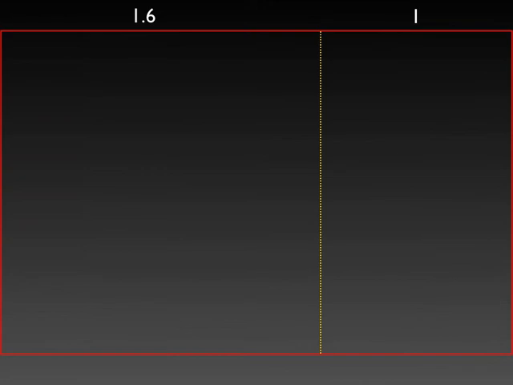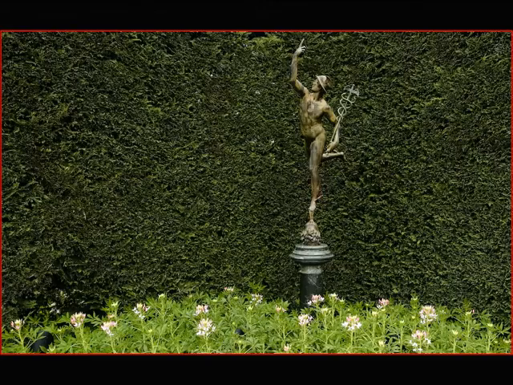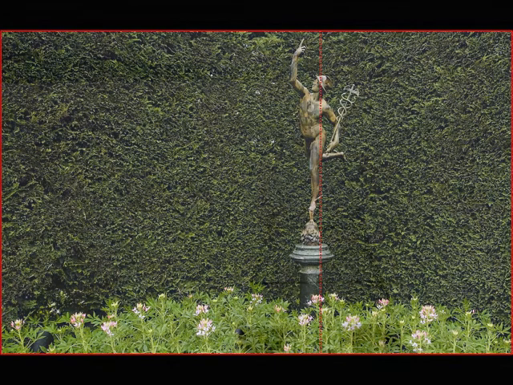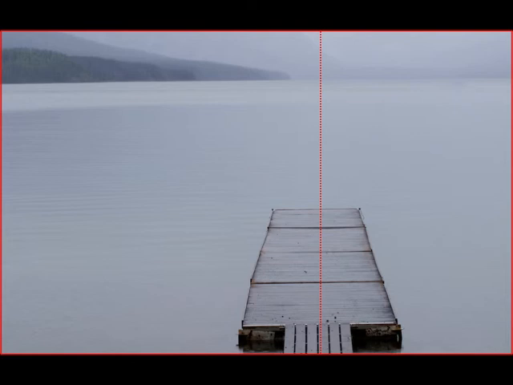Now, the golden mean line is a great place to locate vertical subjects in a horizontal frame, as you can see in this image of the statue, or in this image of the dock. It also works in the other direction as well. Take your 1.6 and draw a horizontal line across the frame, and of course you can do the upper and lower golden mean in this manner.